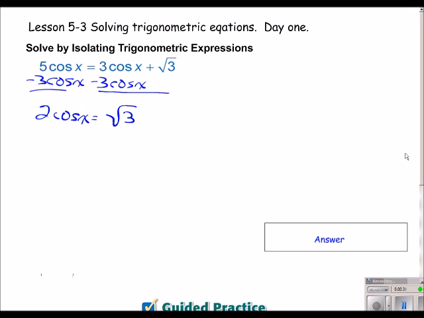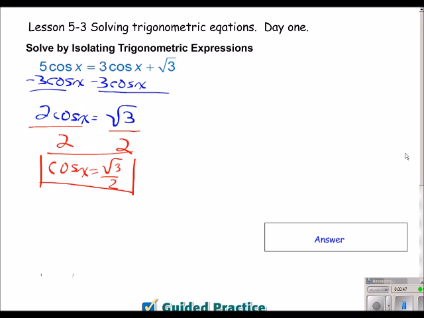And dividing by 2 on each side to move things away from the variable, just like our normal equation solving, makes it cosine of x equals the square root of 3 over 2. And this is one of the reasons that our unit circle is so important. We need to think about, on the unit circle, where is the cosine the square root of 3 over 2? Well, that's going to be in the first and fourth quadrant where cosine is positive.